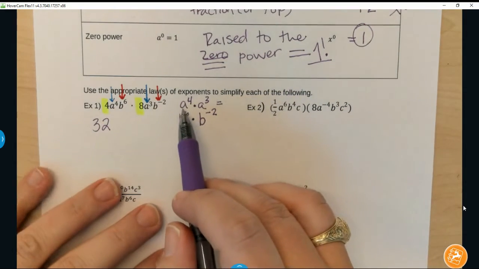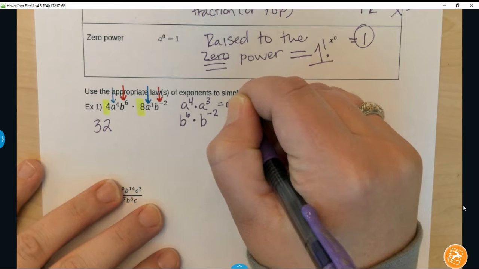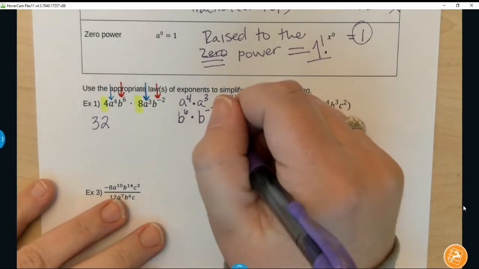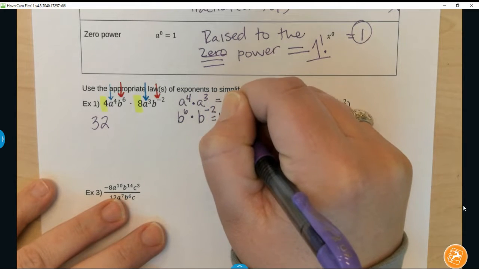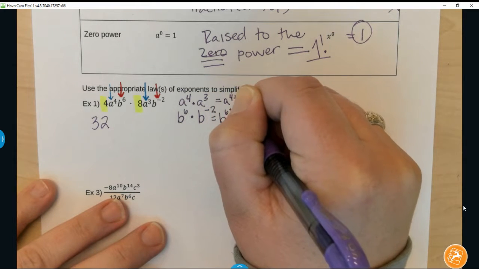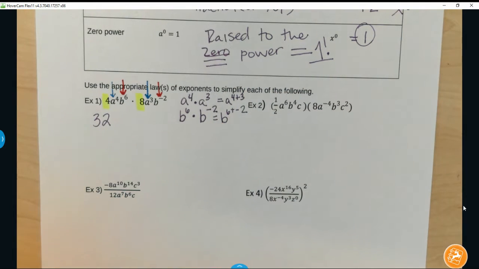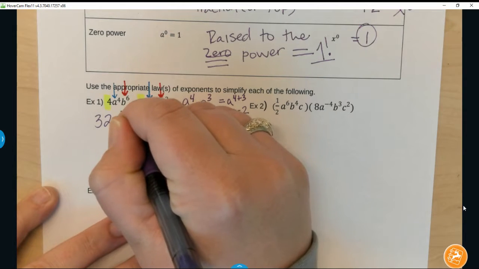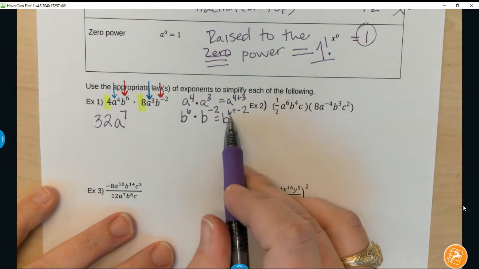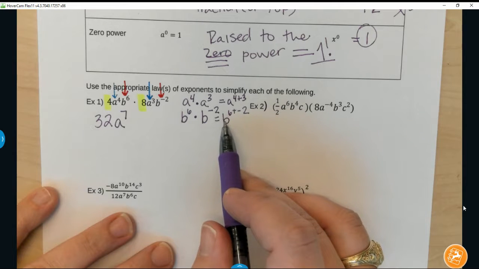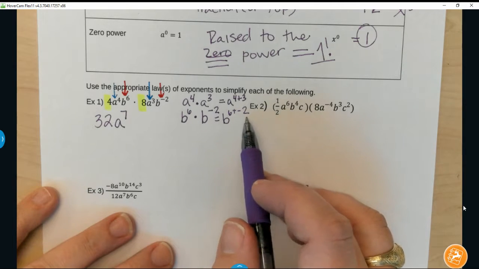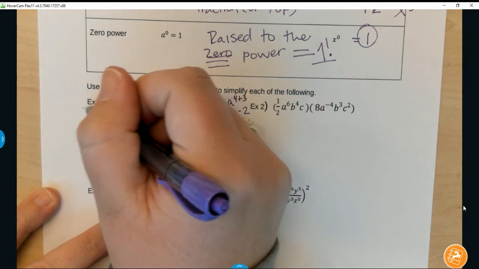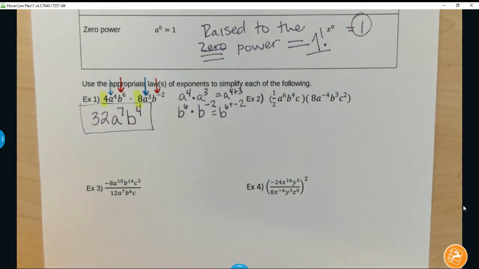So you would have a to the 4 plus 3 power. And then for the b's, you have b to the 6 plus a negative 2 power. So let's just remember what we need to do there. 4 plus 3 is 7, so that would give us a to the 7th power. 6 plus a negative, that's going to be 6 minus. 6 minus 2 is 4, so that will be b to the 4th power. And then that would be your answer for that example number 1.